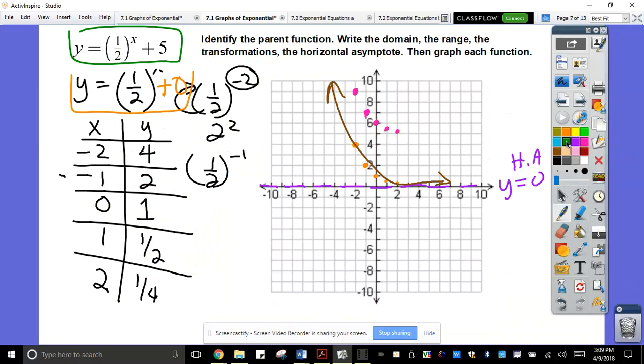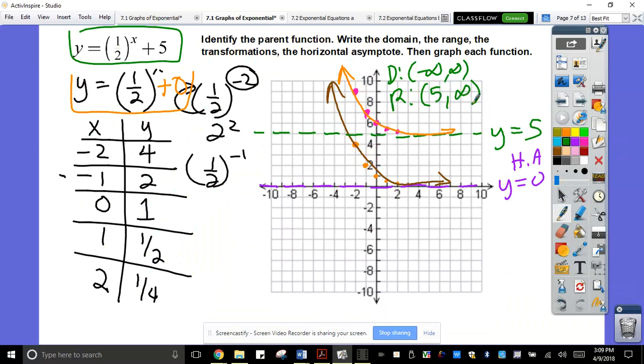There you have it. And if you notice, the asymptote now is no longer y equals 0. It becomes y equals 5. And the graph will be like this one here now. So let's focus on the orange graph. What's the domain? The domain is all real numbers. The range is from 5 going up, so 5 to positive infinity.